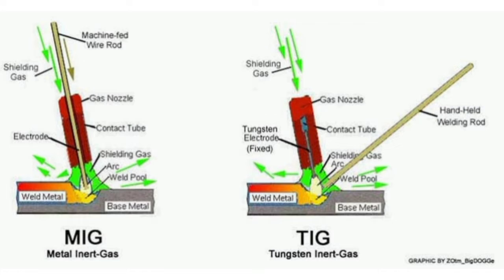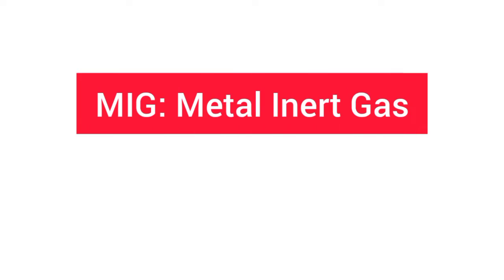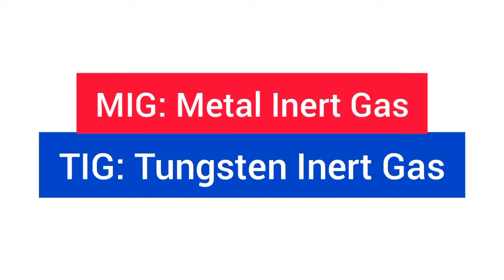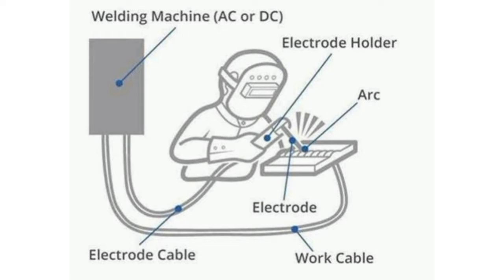In today's video, we are going to discuss the difference between metal inert gas and tungsten inert gas welding. Metal inert gas (MIG) welding and tungsten inert gas (TIG) welding are two unique welding processes with different techniques which yield different results. It's important to know what each type of welding requires and which one is better matched to your needs.